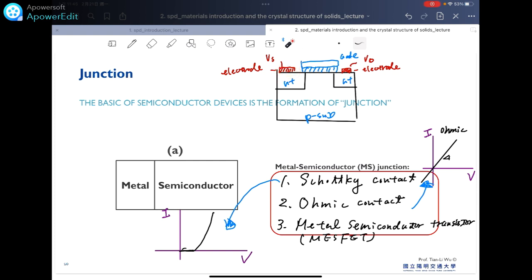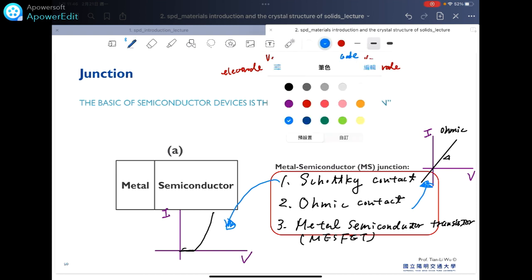Although previously we have already mentioned that we apply the gate bias, you form the electron here, and once you have a drain and the electron flow, the current not only flows into the drain side, but also needs to go over this metal, flow out, and become the drain current. Therefore, the current here will first experience this MS interface, and later on become our drain current. And actually, the metal and semiconductor interface is not ideal, because we put two different materials together.